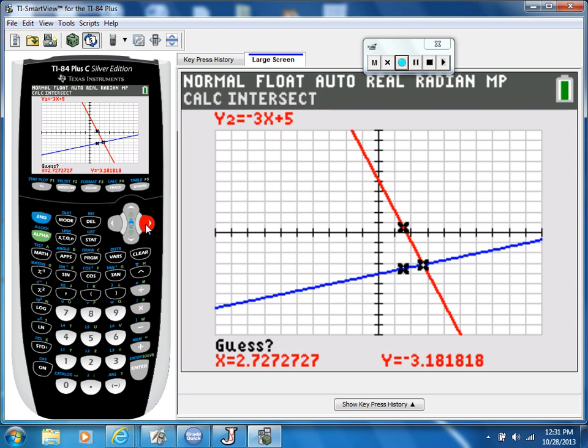You guys agree? And I click enter. Go down, click enter. And then it figures it out. And down there at the bottom in red on mine says 2.7, negative 3.1. That's where they meet using the calculator.